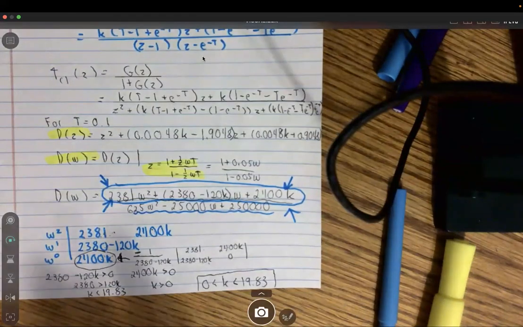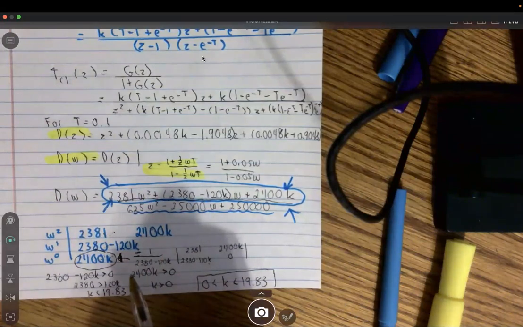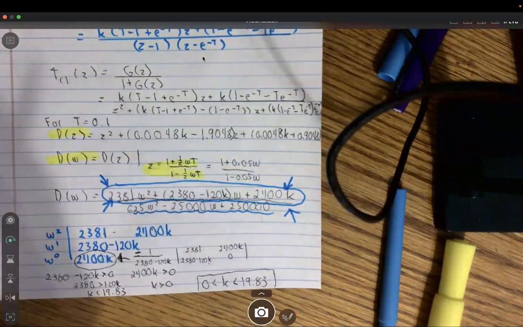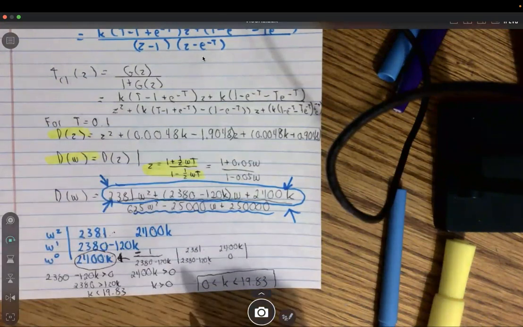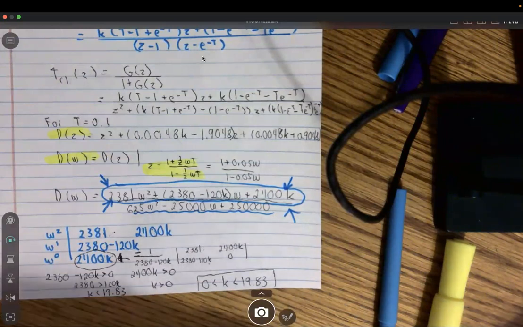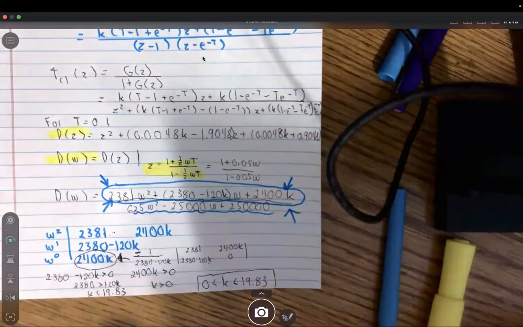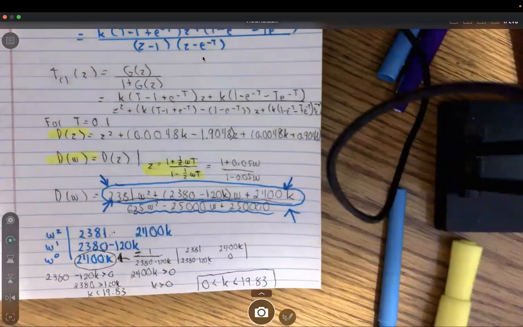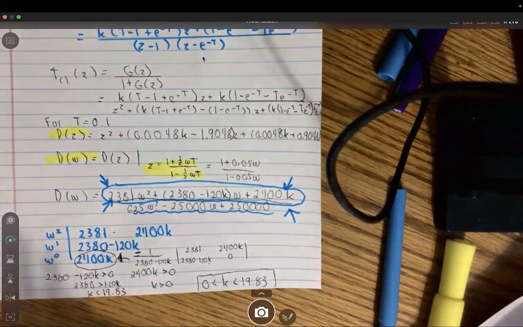And remember, the Routh-Hurwitz is used to make sure the poles are in the left-hand plane for stability, the entire left-hand plane. So that's why we have to convert to the W plane to apply the Routh-Hurwitz test. That makes sense. Now that we have that, our next stability test is the Jury stability test.